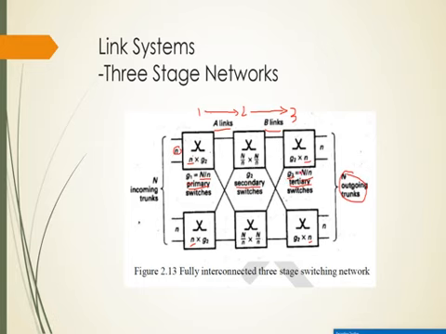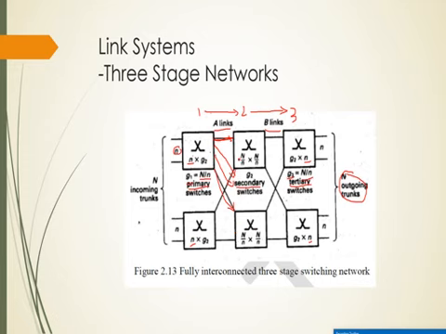Now since there are N by n tertiary switches and N by n primary switches, there should be a link going from each of the primary switches to each of the secondary switches. So if this is one of the primary switches, there should be a link between this and the first switch of the secondary, a link between this and the second switch of the secondary, this and the third switch of the secondary, and so on up to the N by nth link between this primary switch and the last secondary switch.